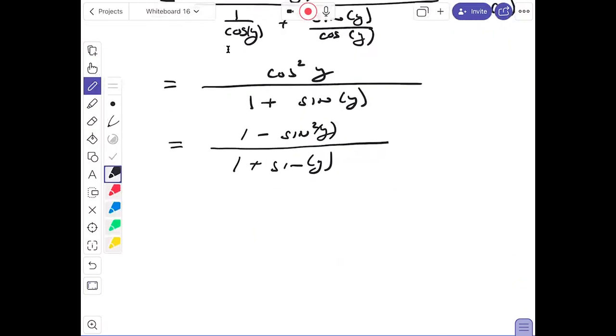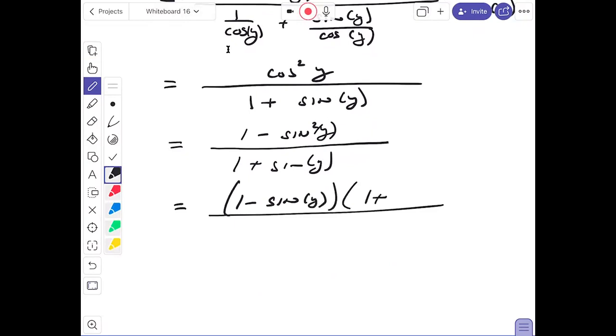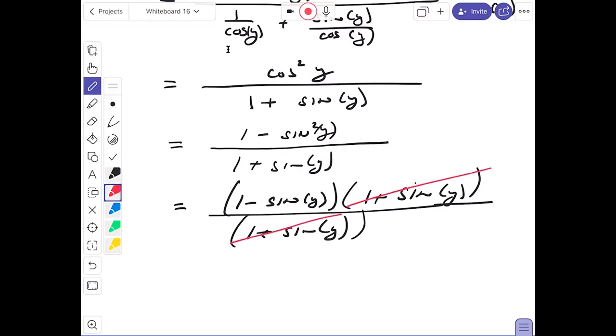We'll look at the key later. The top factor is 1 minus sine of y times 1 plus the sine of y. What's the bottom? 1 plus sine of y. What's nice about this? There's a cancellation. Again, it's conditional, but there is a cancellation. If I don't worry about the conditions, 1 minus sine of y.